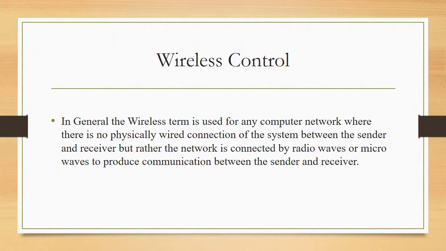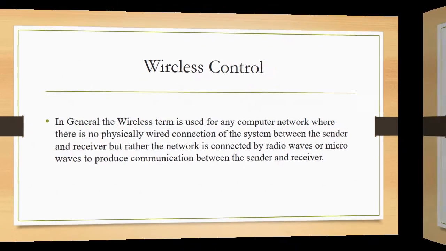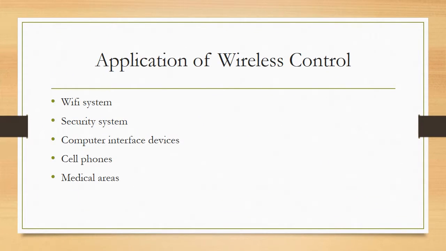In general, the wireless term is used for any computer network where there is no physically wired connection of the system between the sender and receiver, but rather the network is connected by radio waves to produce communication. Here are some of the applications of the wirelessly controlled DC motor, such as Wi-Fi systems, security systems, cell phones, and medical areas as well.